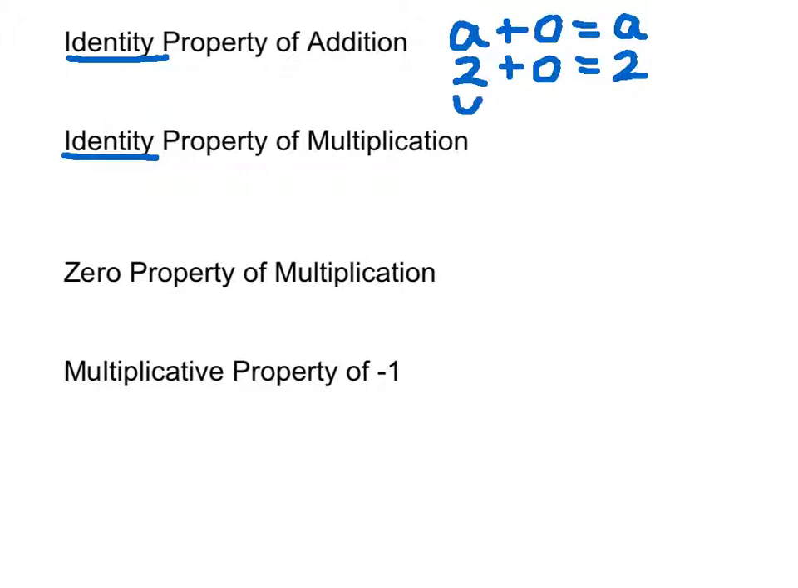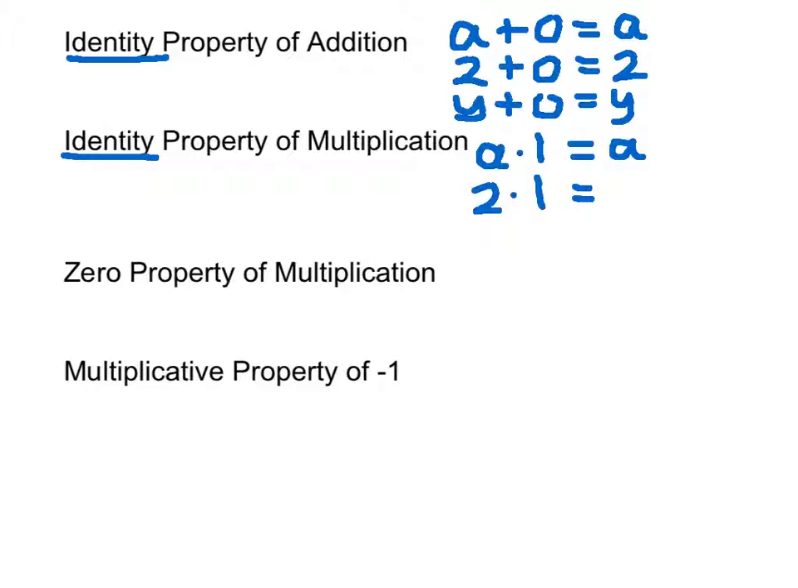And it works with variables too. So if we had y plus 0, we'd end up with the original y. The identity property of multiplication says that if you take a number and you multiply it times 1, you end up with the original number. So let's use good old 2 again. 2 times 1 gives you 2.